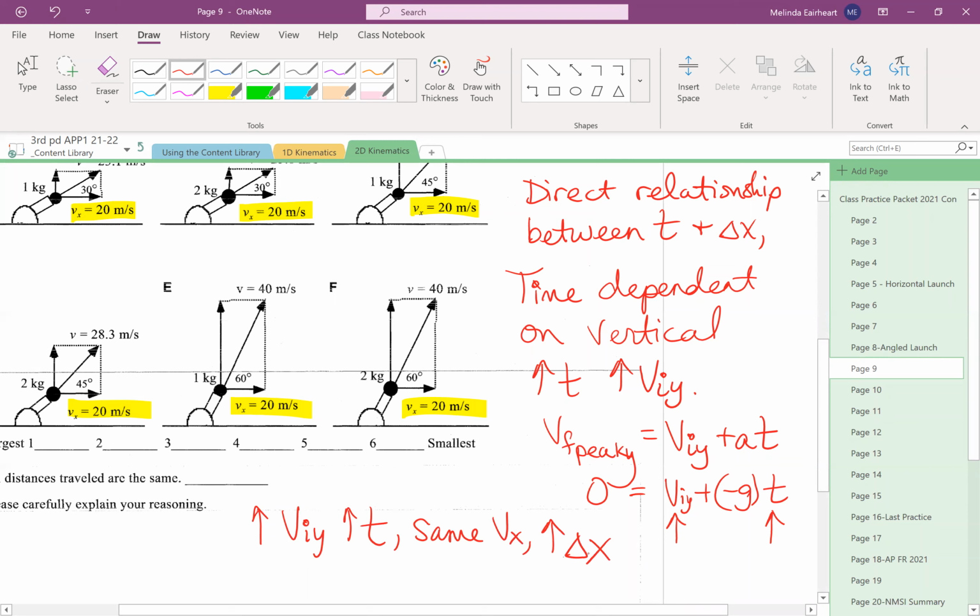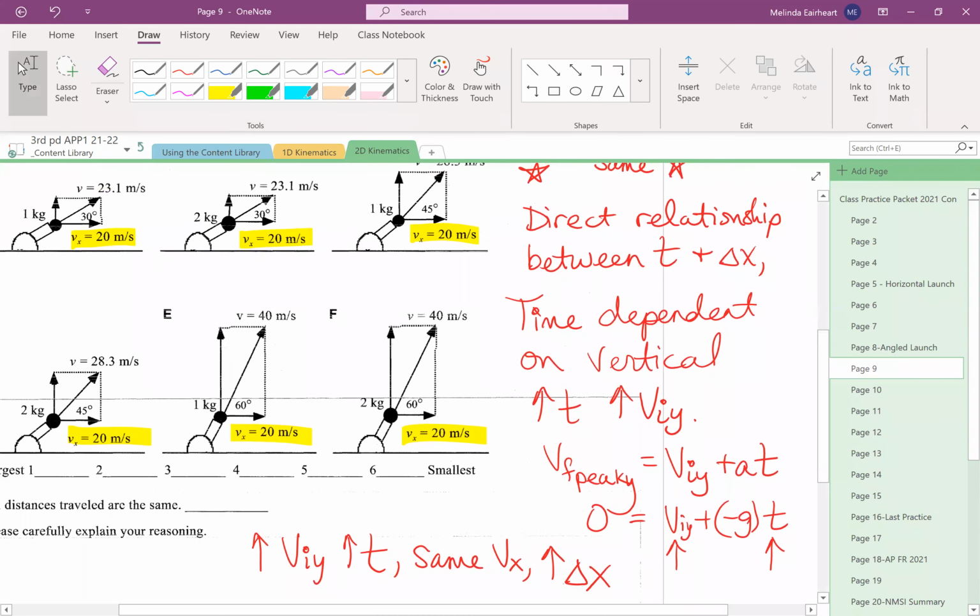Kind of a two-step thought process. And so, final ranking, who has the greater vertical component? Which is the unlabeled one.